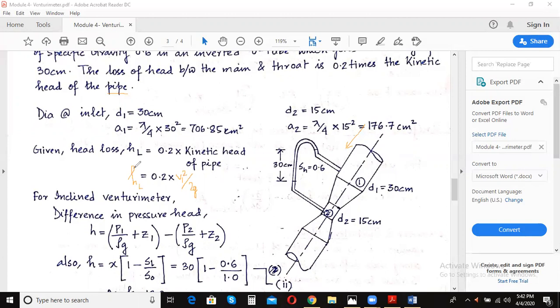Now see, we have the value of head loss as this. We have the difference between the pressure and the potential head between section 1 and 2 as 12 centimeter. Okay.